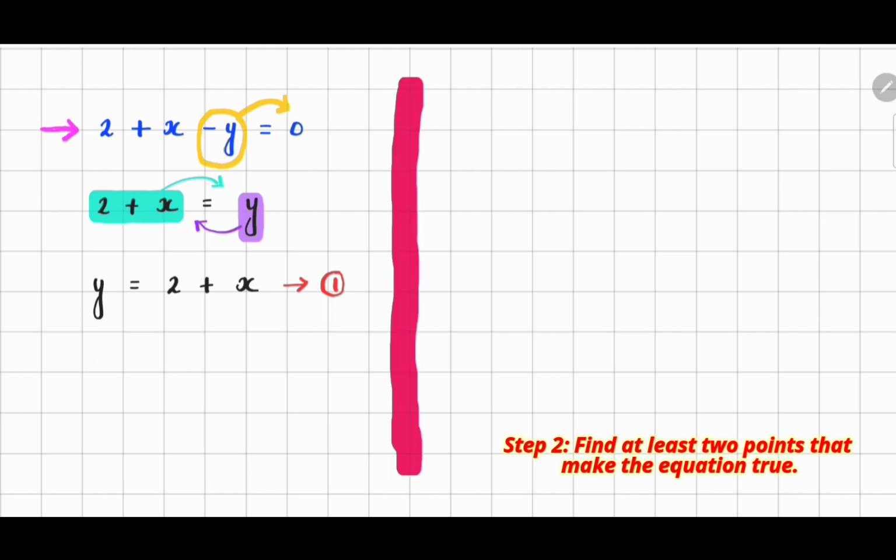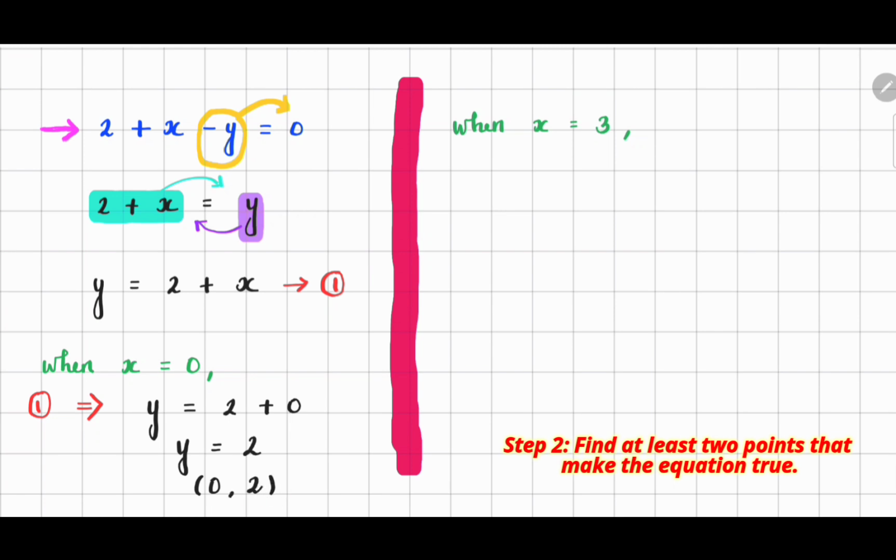So pick 2 random numbers for x. Say 0 and 3, and with these values, let's see what we get for y. If we put 0 in place of x in our altered equation 1, it becomes y equals 2 plus 0. So we have y equals 2. So the ordered pair form, in other words, the point, is 0, 2. 0 is the x value and 2 is the y value.